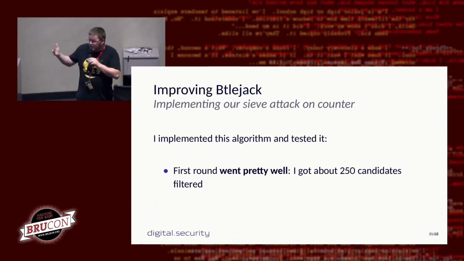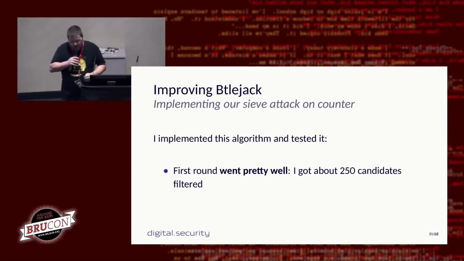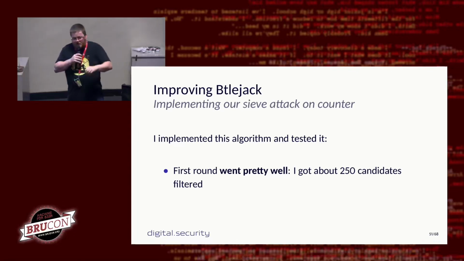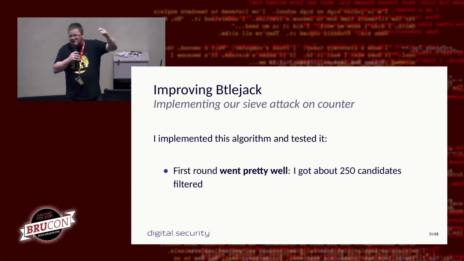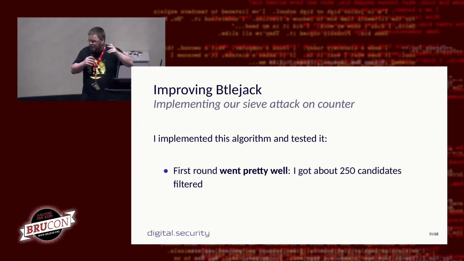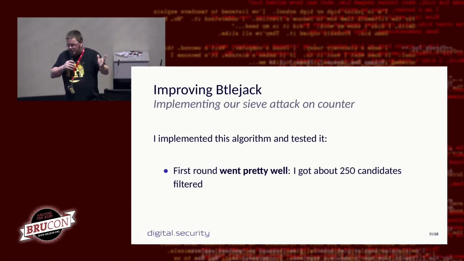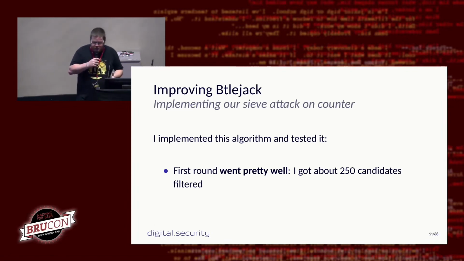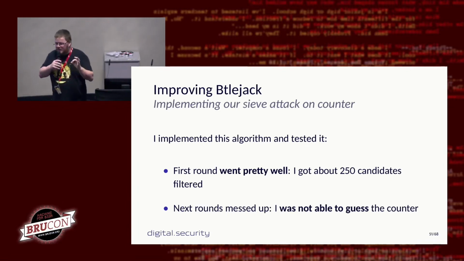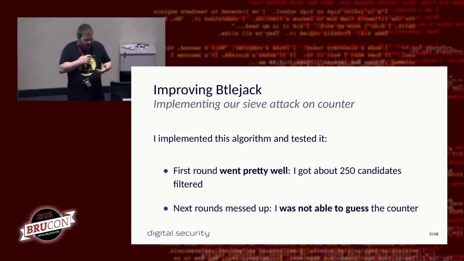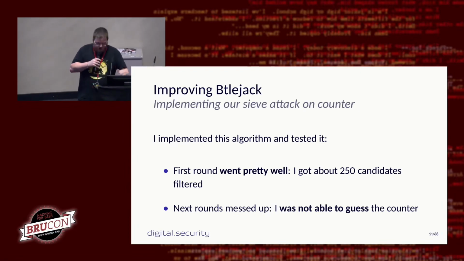We are going to eliminate every possible candidate in order to intercept the communication. So I started implementing this attack, and the first pass went pretty well. I went from 65,000 possible candidates to only 250 candidates. That's pretty good. Second pass, everything messed up. 0 candidates left. Why? I have to look at my code, because I'm used to developing late at night.